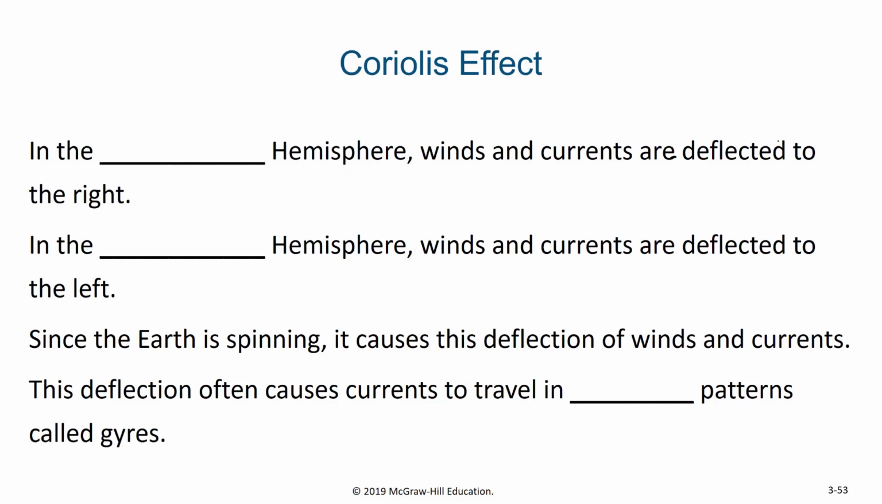In the northern hemisphere, winds and currents are deflected to the right, whereas in the southern hemisphere, winds and currents are deflected to the left. Since the Earth is spinning, it causes this deflection of wind and currents. This deflection often causes currents to travel in circular patterns called gyres.